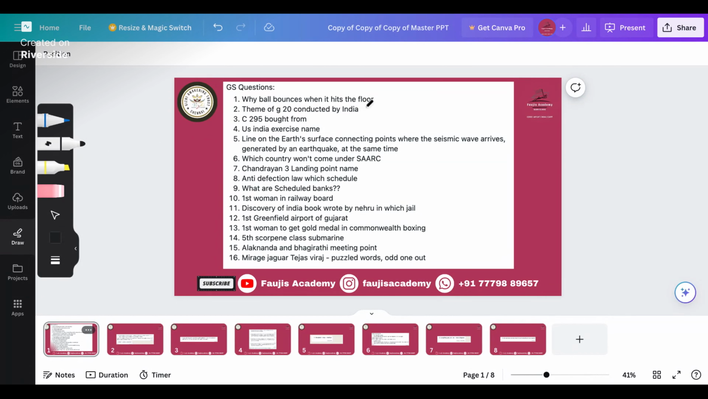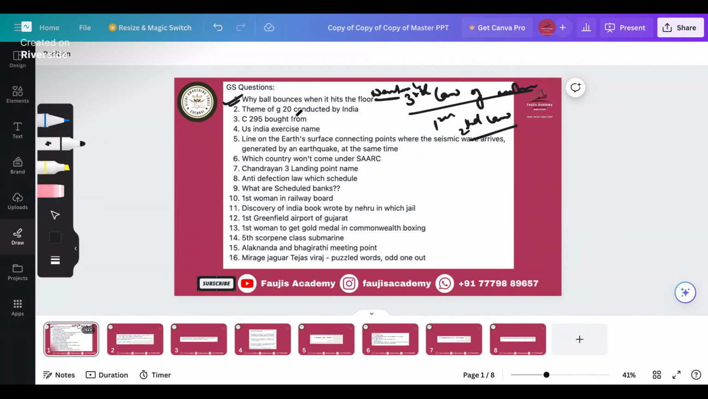So the first question is: why does a ball bounce when it hits the floor? The reason behind that is the third law of motion. Newton's third law of motion basically says that there is an equal and opposite reaction to every action that you take, right? And in line with that, you should also remember what the first and second laws of motion are as well.